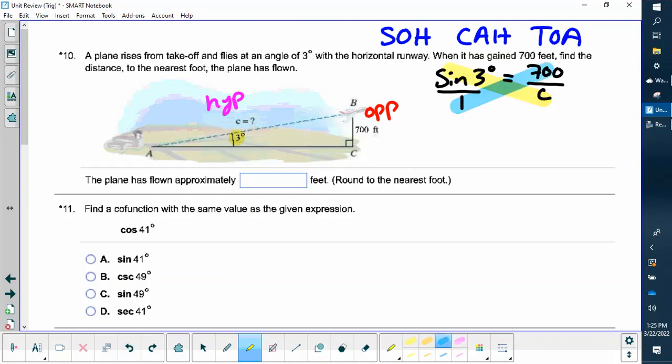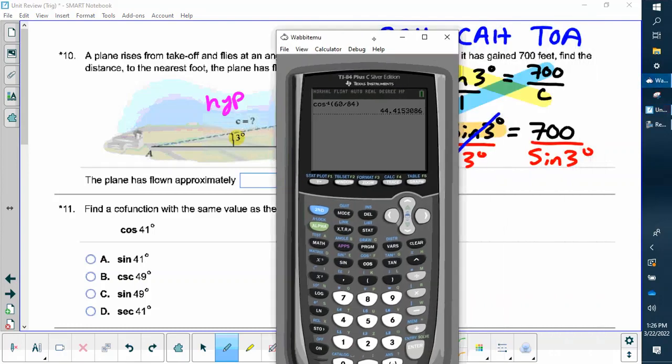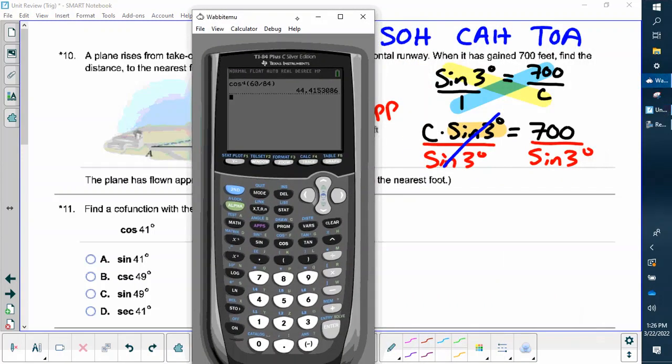Now you'll notice again, sometimes we're done, sometimes we're not. This one is one where we're not quite done at this point, because c is not alone. C is being multiplied by this decimal in our calculator, right? The opposite of multiplication is division. And I don't like changing sine of 3 into a decimal because you would have rounding error. I wait to the very end. This would be a division problem. So I'll get my calculator out. I'll move it over here.